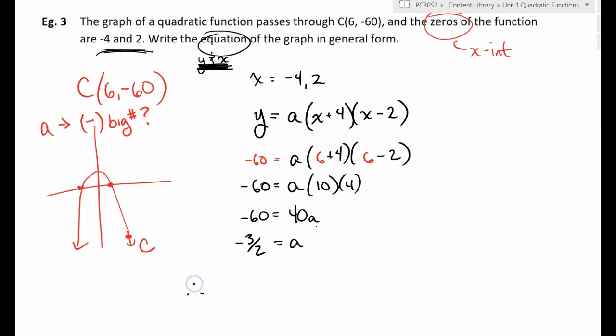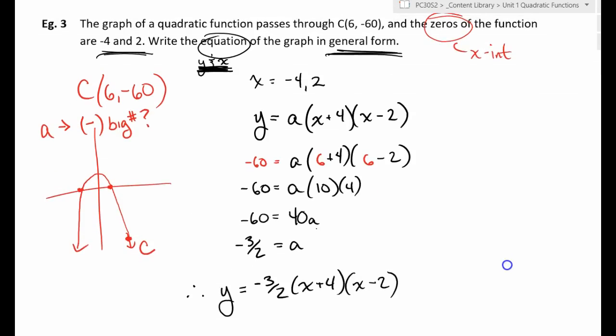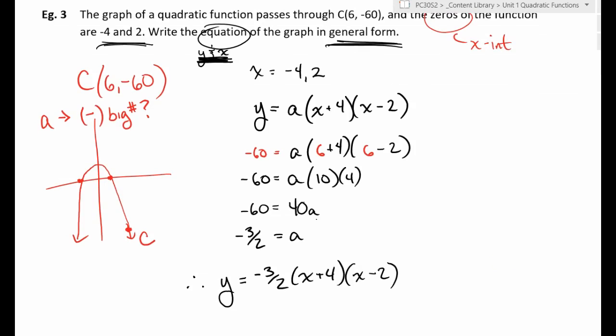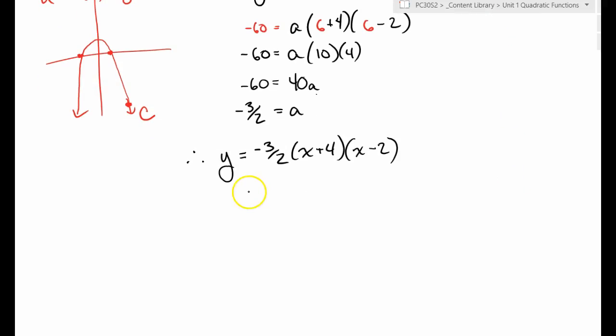So my final answer is going to be y equals negative 3 halves, x plus 4, x minus 2. Am I done here? Technically, no, because they ask for general form. General form is ax squared plus bx plus c. I need those three distinct terms. And so what I'm going to have to do is FOIL this out.